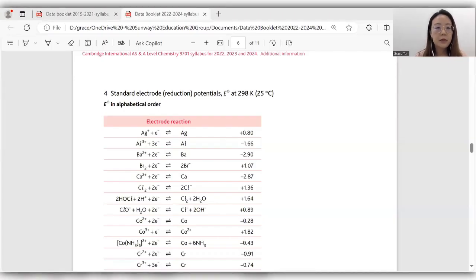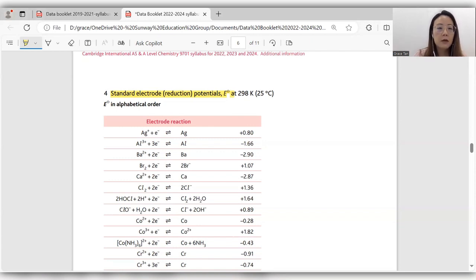Hello everyone, today we will be looking at the calculation of Ecell value. So we will be using the standard electrode or the standard reduction potential. So I would like to show you the E values, so-called the standard electrode potential, SEP or SRP. Okay, so you can see here. So E values, SEP, SRP, they refer to the same thing.